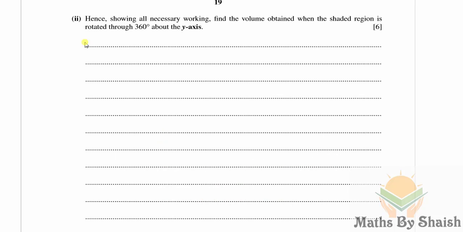So this is the last part of question 11, that is the second part and the last question also. The question is, showing all your necessary working, find the volume obtained when the shaded region is rotated through 360° about the y-axis. There are two formulas, so we need to be very careful about when it is rotated about the y-axis and when about the x-axis. If it is rotated about the y-axis, it is going to be π times x² dy, not y² dx.